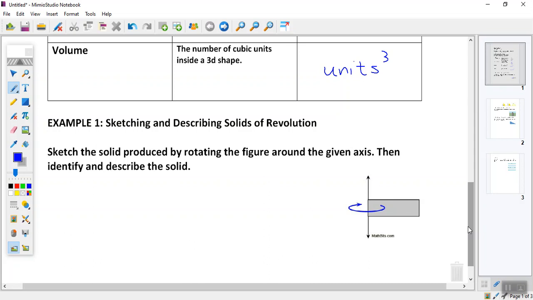Here's this rectangle, and it's just going to form a cylinder. I'll do my best to draw a cylinder. Maybe it looks like this, but I want to show you this real quickly. I don't even know how to draw a cylinder.